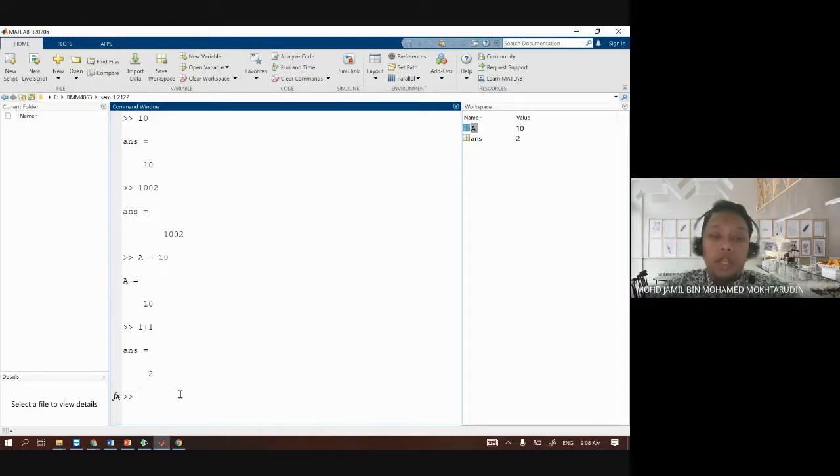Sometimes you know the answer to 1 plus 1, but you don't want MATLAB to show the answer. So you put a semicolon at the end, and it will not show you the answer.